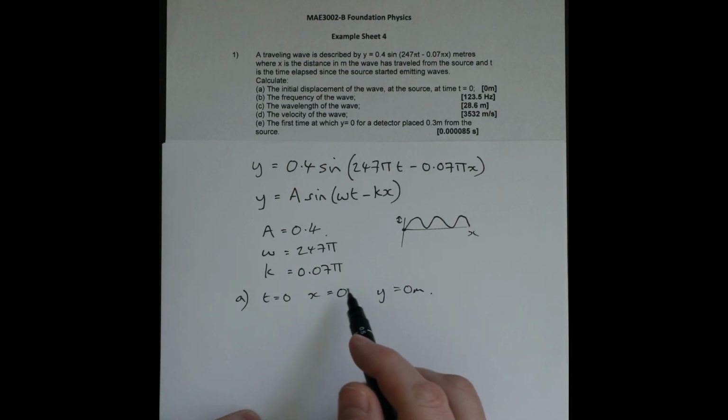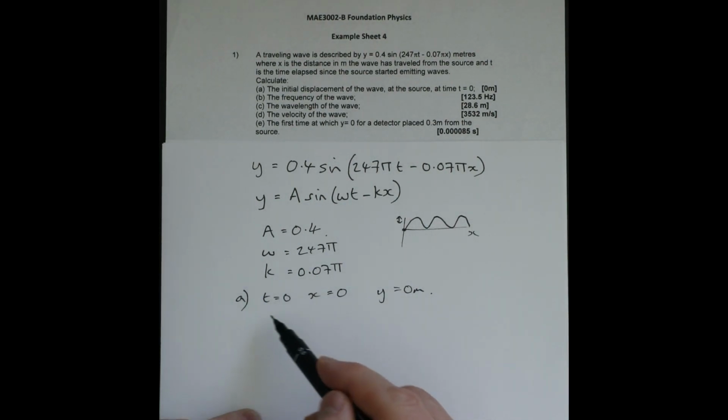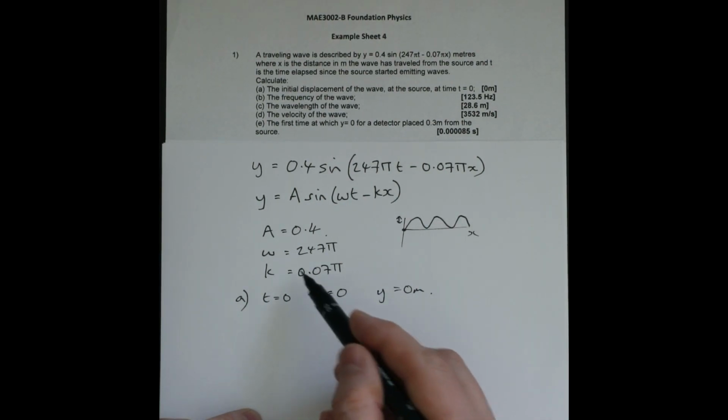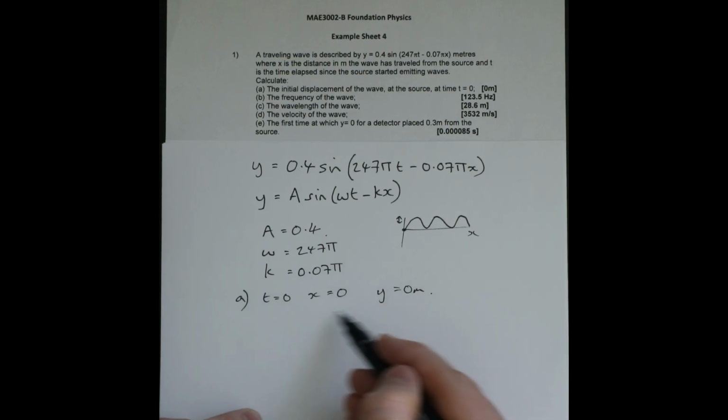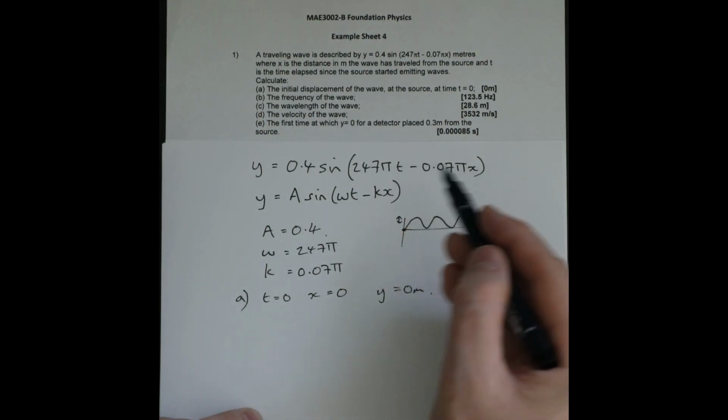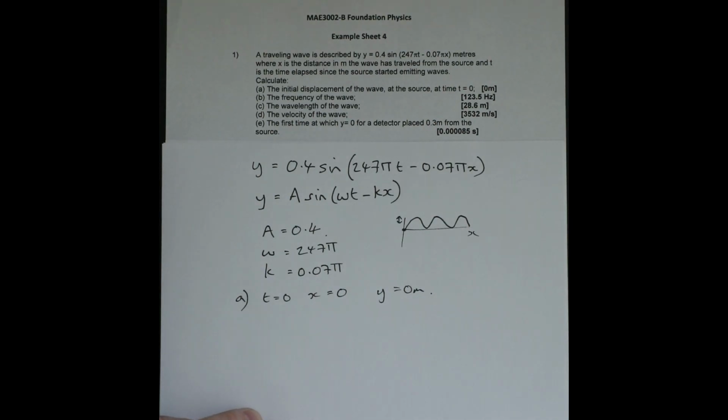And that's what you should do for any wave equation where you're given the time since the wave generation started and the distance from the source. You can just substitute those values into your wave equation, and that will give you the displacement at that given time and that given location from the source.